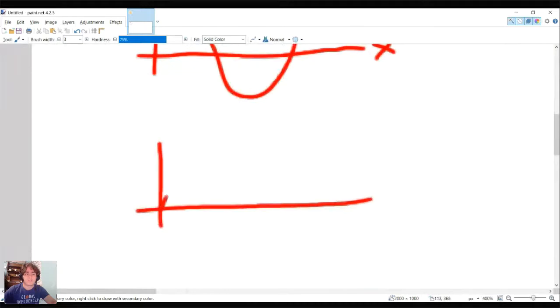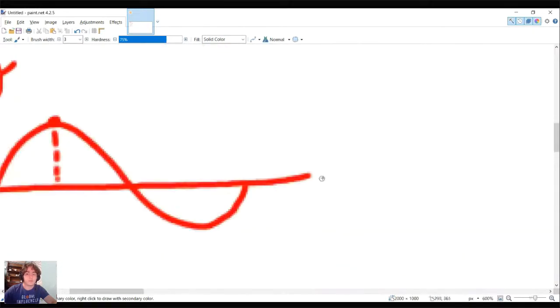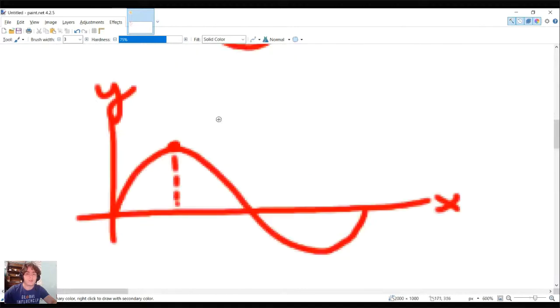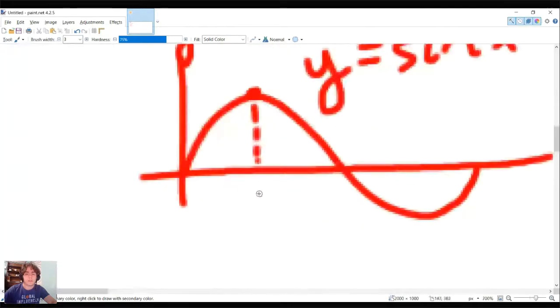graphing sine, we'll see that it's a maximum. You might know, you don't have to believe me. Or you do have to believe me, but you don't have to know. It's y equals sine x. And that's at a maximum at 90 degrees.